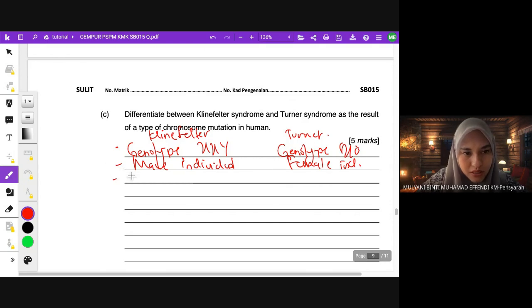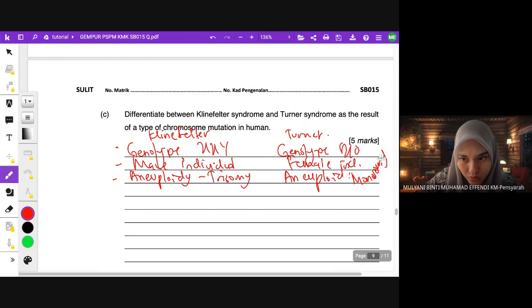So point ketiga, yang ini adalah aneuploidy. Dia adalah trisomy lah, trisomy. Yang ini pula aneuploidy juga, tapi dia bukan trisomy lah sebab dia kan kurang satu kromosom. So dia adalah monosomy. Okay, lepas tu dia kata apa? Result type chromosome mutation. So dia tak cerita pun pasal dia punya kromosom saja kan. So dalam skema ni you can also tambah underdeveloped testis. Maksudnya perbezaan dari segi dia punya ciri-ciri pun boleh juga.